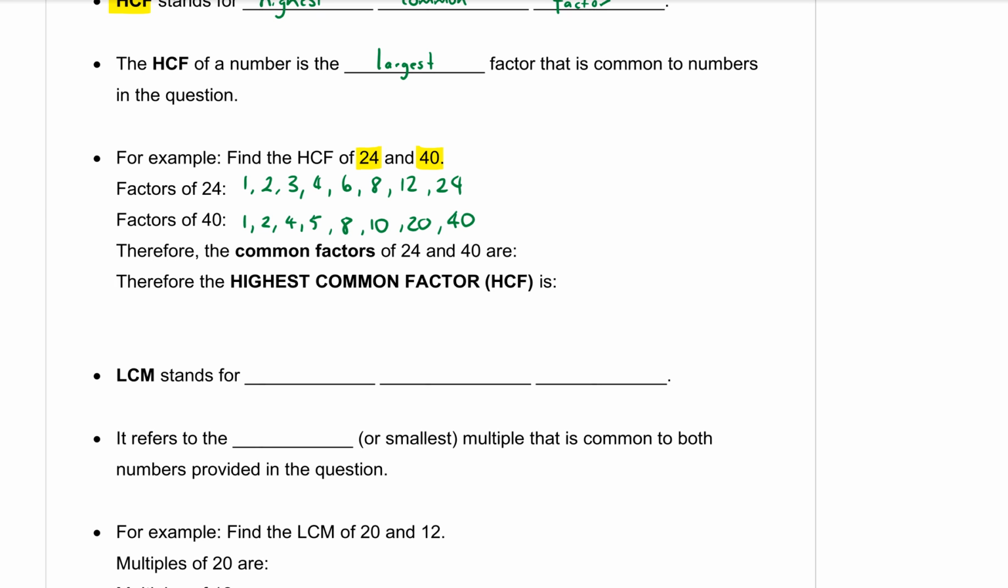We're looking for the highest number that is in both of those lists. So looking through them, we can see a 2 happening in both of them. We can see a 4 happening in both of them. We can see an 8 happening in both of them. So the highest one is going to be the 8. So let's just fill in what it says underneath. The common factors, so there are actually 3 common factors. The common factors were 2, 4, and 8. But we're looking for the highest common factor. So the highest one is the 8.